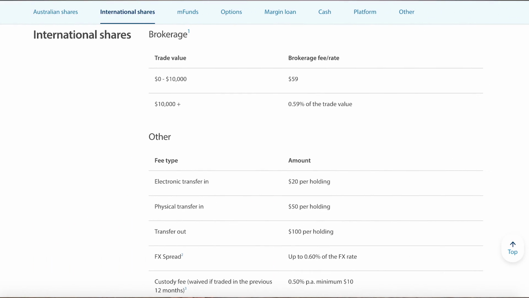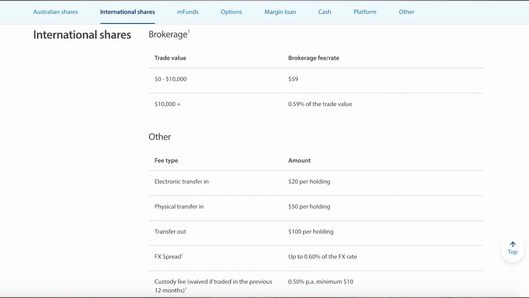ANZ, the last one, and this is by far the worst out of all four. If you're serious about investing, I can't really recommend that you use this platform, but let me just show you how bad it is. It's not good. Up to $10,000, it's $59 a trade. So that's the cheapest you can pay, $59 a trade. If you invested $1,000, that's a 6% cost, which is just ridiculous. It's just not a feasible option for someone who's just getting started.